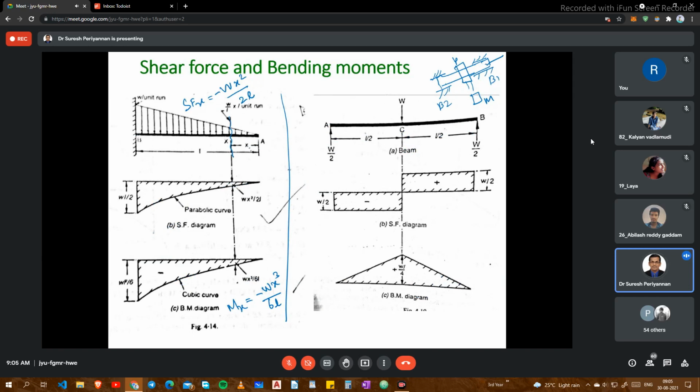Okay, now what is this? Simply supported beam. SFx is equal to nothing but WL by 2 minus Wx. Now this is simply supported, sorry, W by 2. This is W by 2.